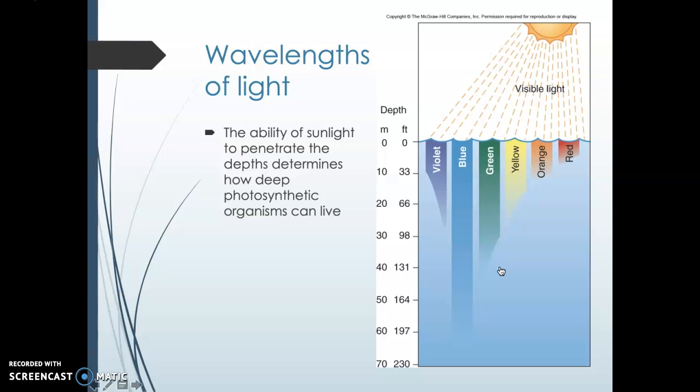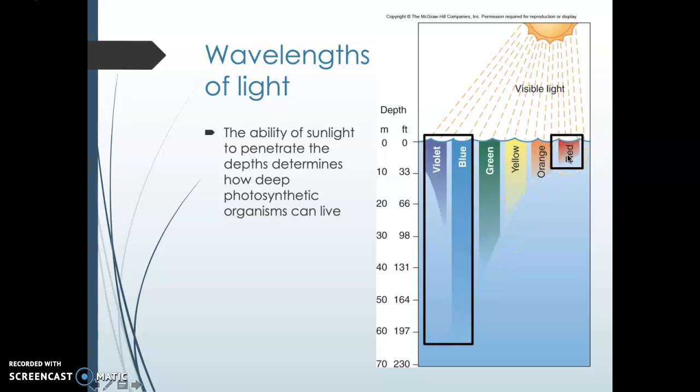Now, visible light is not all equal. There's certain wavelengths of visible light that are much more important than others, especially for photosynthesis. The most important wavelengths for photosynthesis are violet, blue, and red. And you can see that they have different abilities to penetrate the water. Violet and blue tend to penetrate deepest, and this is basically what limits where photosynthetic organisms can live in the ocean. So usually beyond about 200 to 300 feet, we don't get a lot of photosynthetic organisms.